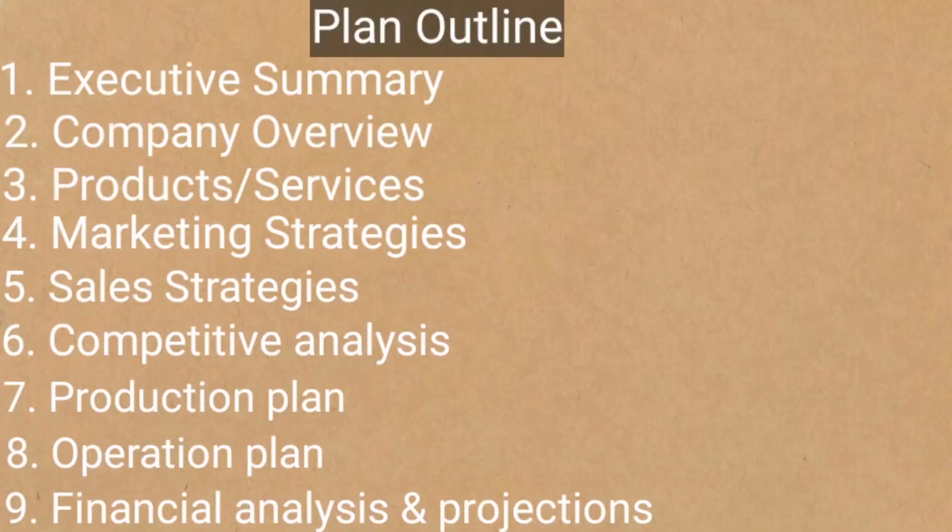The first, we have the executive summary. The second, we have the company overview. The third, we have product and services. The fourth, we have marketing strategies. The fifth, we have sales strategies. The sixth, we have competitive analysis. The seventh, we have production plan. The eighth, we have operation plan. And the ninth, we have financial analysis and projections.